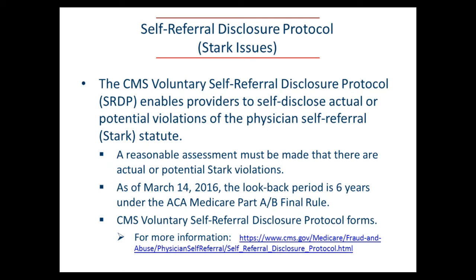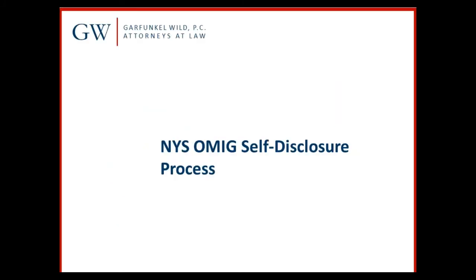Here too, as of today, the look back period, that's a question again that we see all the time. How far do we have to go back? 6 years is the general rule for this type of violation. And the process is mostly electronic these days. CMS has specific forms that they want you to submit through a portal. And once again, we've given you a link so you can take a look at some additional information.